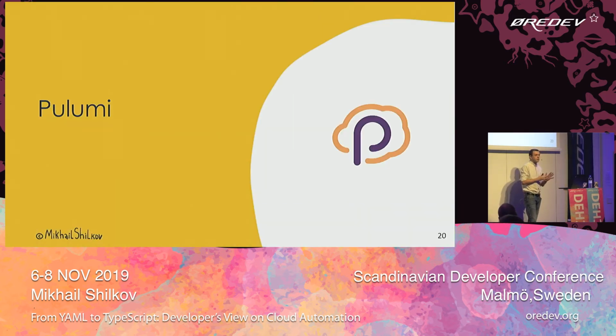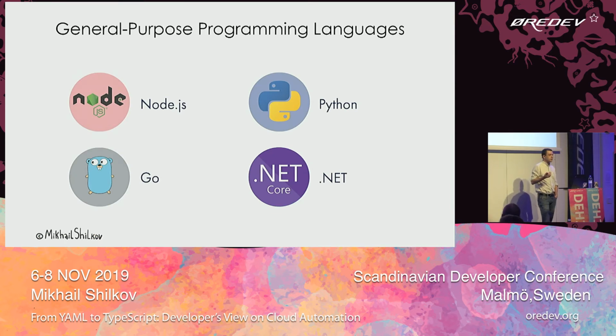So Pulumi is an open source tool. It's free to use. You can download it and run it on your machine. You can think of this as Terraform, but one important difference is that you use general purpose programming languages to define your infrastructure. So at the moment you can do JavaScript, TypeScript, Python, Go, and C#, with F# and VB being launched like this week.